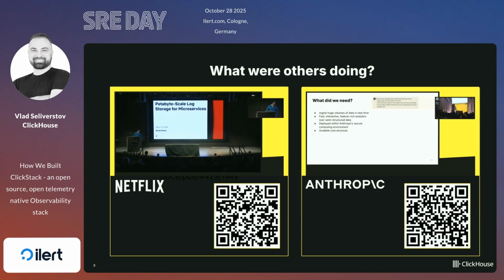We took a look around at what other companies were doing and saw that companies like Netflix and Anthropic were all looking towards columnar databases for their next generation observability platforms. And surprisingly, it was ClickHouse that they were looking at. There are some links to the case studies and the talks that Netflix and Anthropic did about how they adopted ClickHouse for their observability platforms internally. And when you start digging into columnar data stores, disregarding ClickHouse specifically, it becomes clear why they're so great for observability in general.